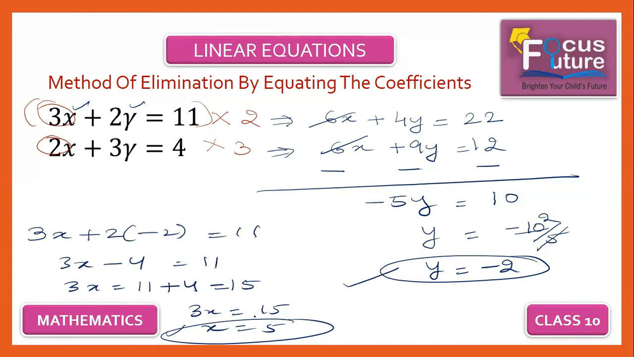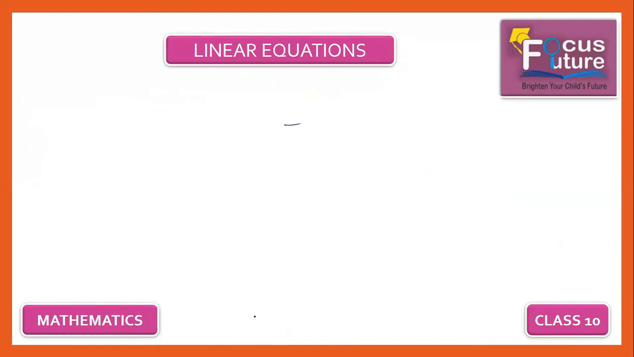Now let us understand our next example. Next question is x upon 10 plus y upon 5 plus 1, that is equal to 15.